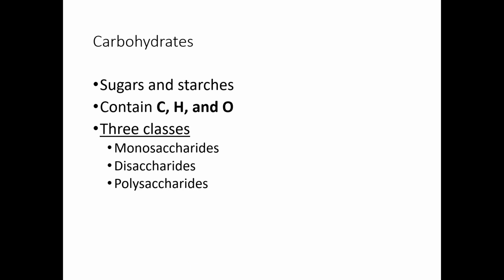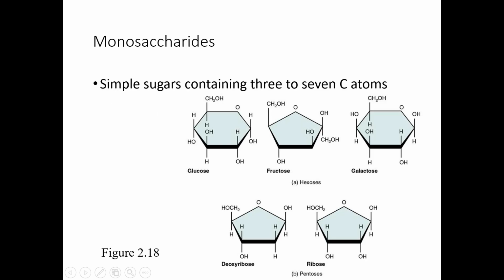We are starting from carbohydrates. Sugars and starches that we consume, those are carbohydrates or carbs. All of them contain carbon, hydrogen, and oxygen. So for each class of organic compounds, you must know what elements they are made of. There are three classes of carbs: monosaccharides, disaccharides, and polysaccharides.